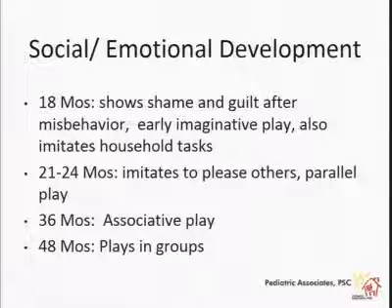21 to 24-month-olds will imitate to please you, and then they engage in parallel play, so you put two 24-month-olds together. This one's playing with one toy, that one's playing with another toy. They're playing right next to each other, but they're pretty much ignoring each other at the age of 2. 36-month-olds do associative play, where two of them will then play together, and then at 48 months, they typically start to play in groups.